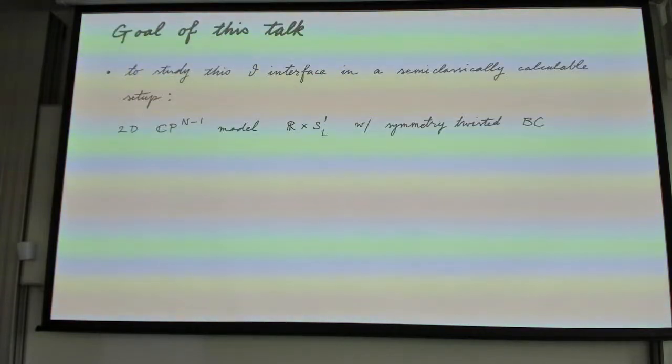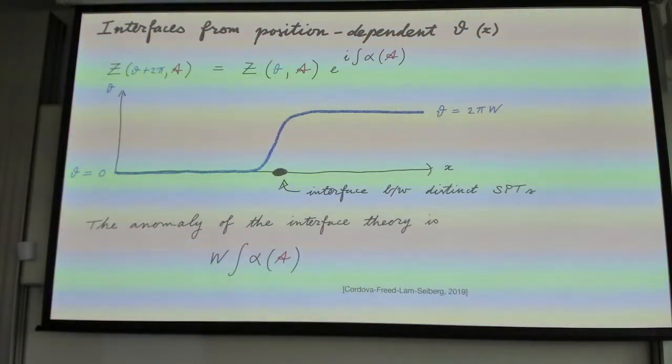Then in the region in between, we have an interface between distinct SPT phases. And by usual anomaly inflow arguments, you conclude that the anomaly on the interface is given by this, where this is actually just w times the phase that you get in the change of the partition function at the top.